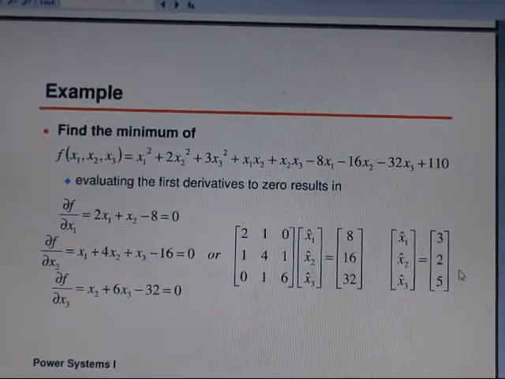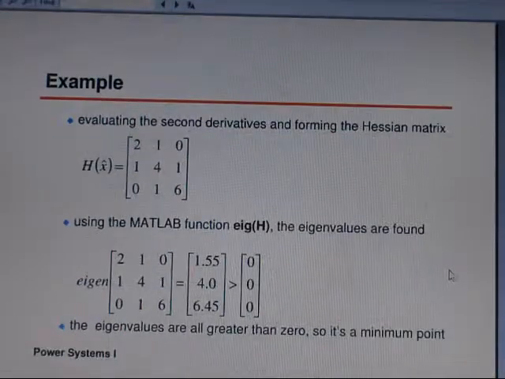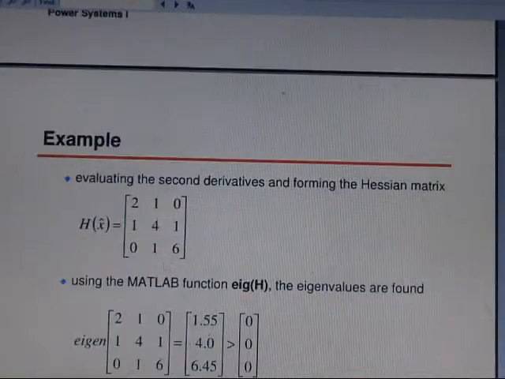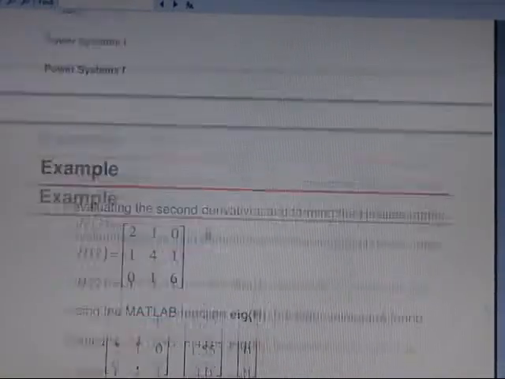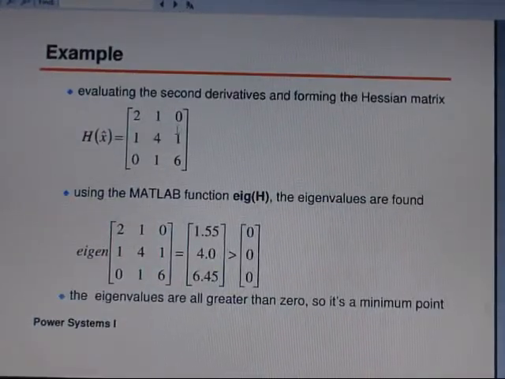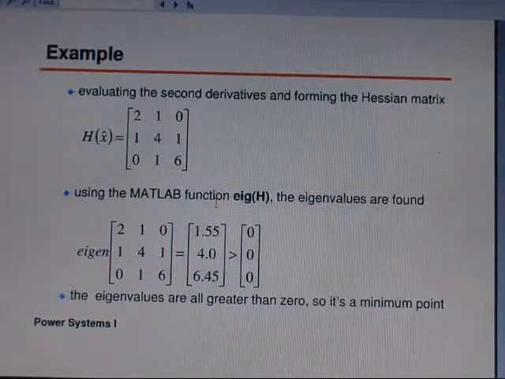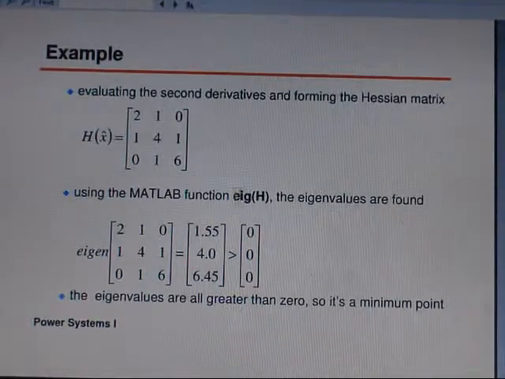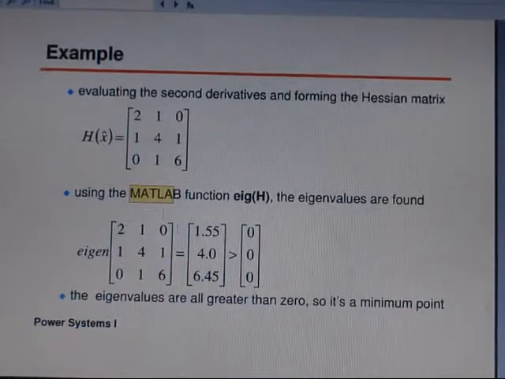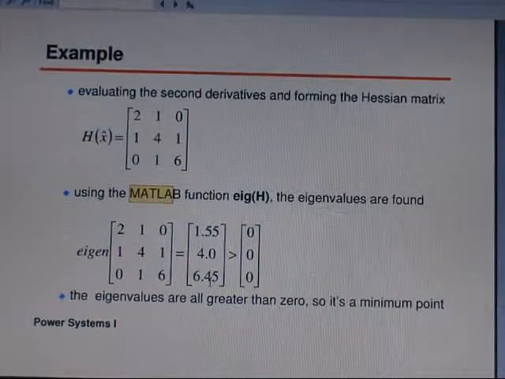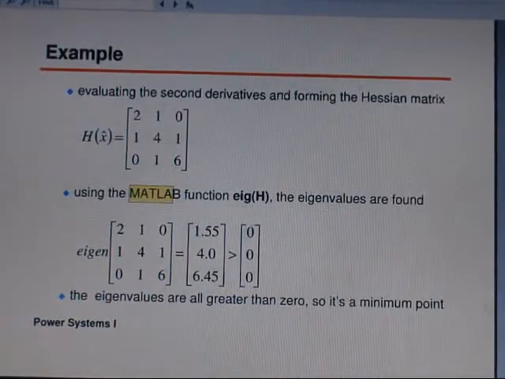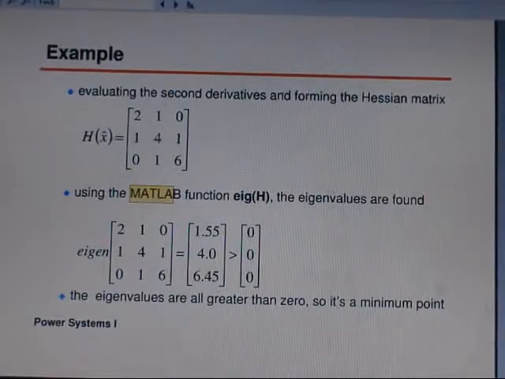And then we also have to calculate the Hessian matrix. So this is the Hessian matrix we got: 2, 1, 0, 1, 4, 1, 0, 1, 6. In this case we have to utilize the eigenvalue function, eig, using MATLAB. So for this matrix, eig gives 1.554 and 6.45, along with a third eigenvalue. Since the eigenvalues are greater than 0, this is a minimum point.